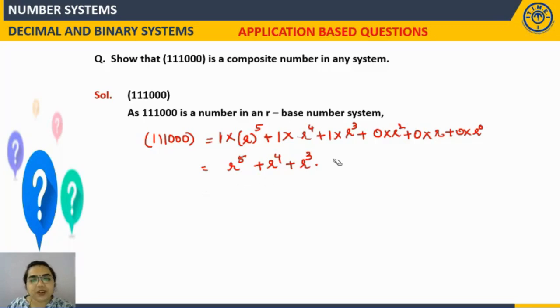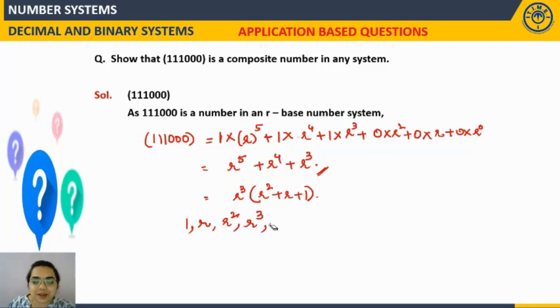Now can you tell me, is this a prime number or a composite number? Let me give you another clue. Let us simplify it a little. If you take R cube common, you get R square plus R plus 1. Okay, what can you tell from this? Here you can say that 1 is a factor of this number. R is a factor of this number. R square is a factor of this number. R cube is a factor of this number. Also, R square plus R plus 1 is a factor of this number. Now, if this R square plus R plus 1 can also be factorized, those factors will also be the factors of this number. So, can you tell me if it is a prime number or a composite number?